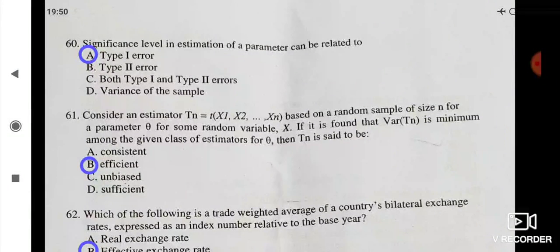So since the probability of type 1 error is called level of significance, so here in this question, significance level in estimation of a parameter, it is related to type 1 error. So here the correct answer is option A, that is type 1 error.